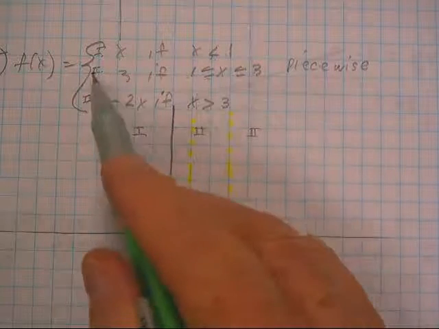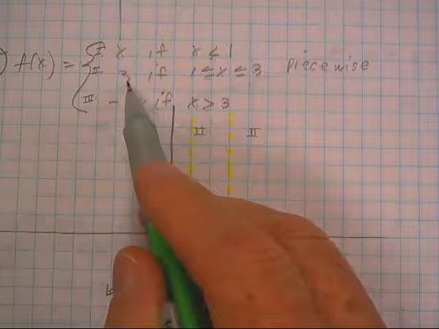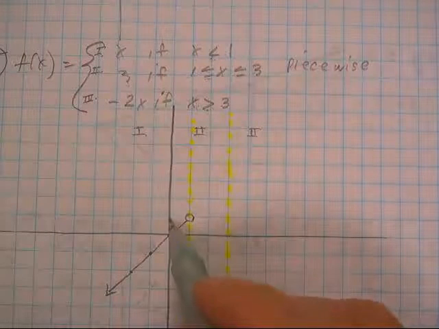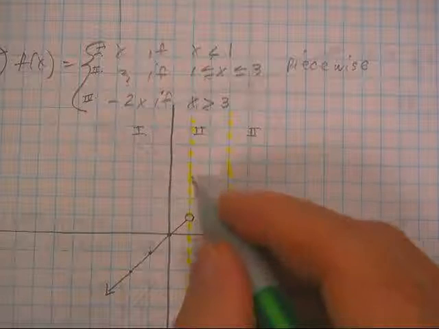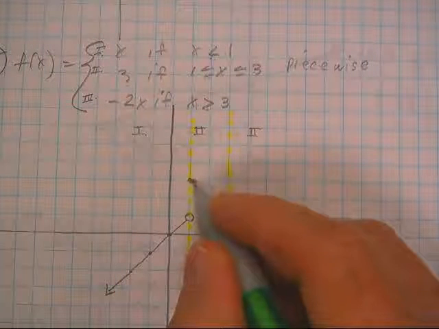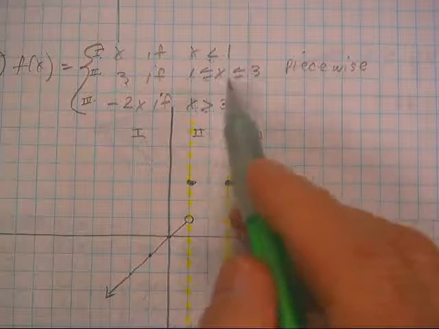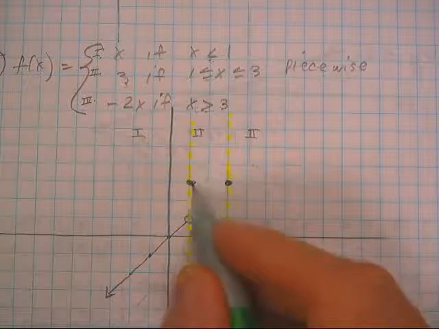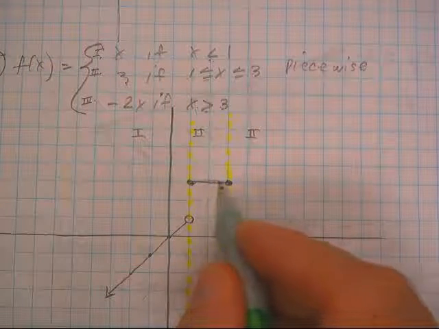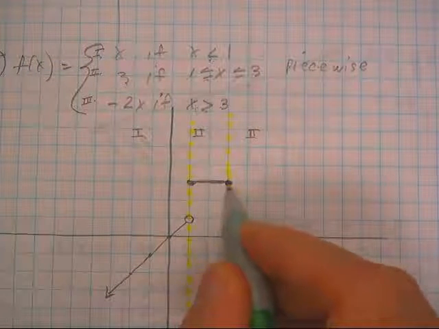Now when I go in this middle section, the function is always y is 3. So between here and here, which I colored in because these are or equal to, I'm flat right there. I'm at y is 3.